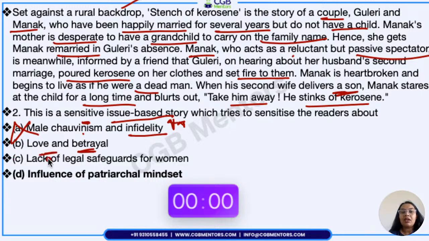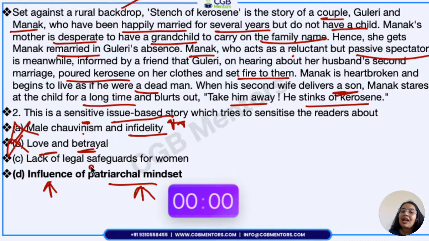Love and betrayal, this is again not what the story is about. बहुत ही irrelevant सा point है यहाँ पे. It is about the generation keeping, making sure that the generation keeps going ahead. It is about producing children, family line बड़ी होना चाहिए. This is the patriarchal mindset. He himself has participated in it. There has to be a child. If not from the one, then from you, who cares? Just get married. So this is the influence of the mindset we get.